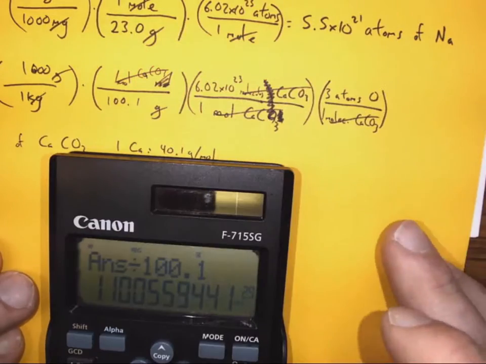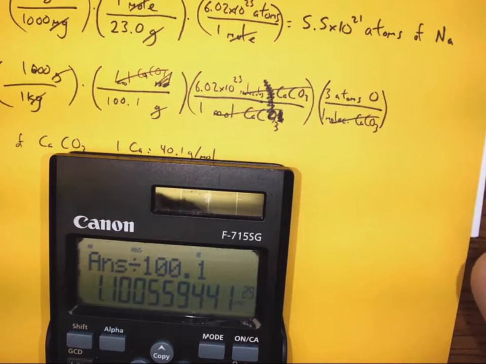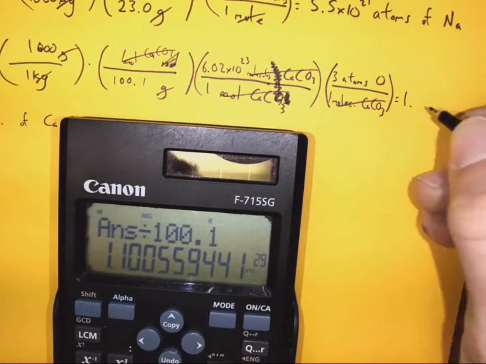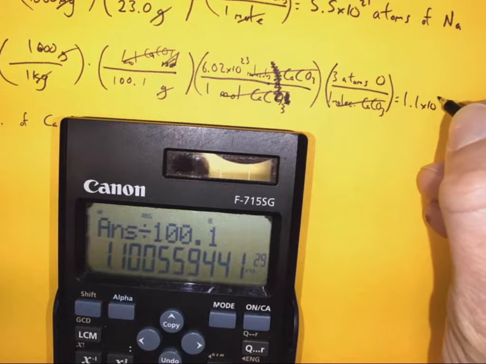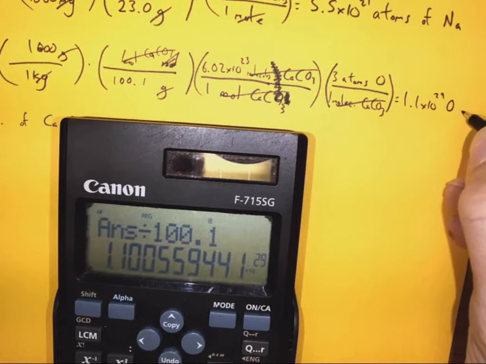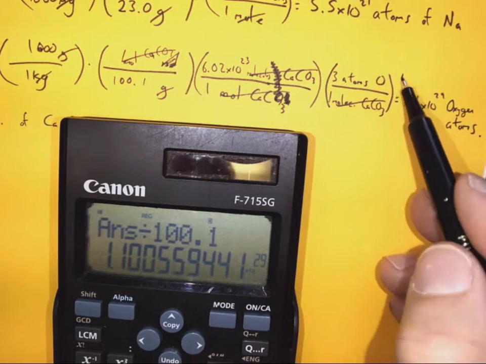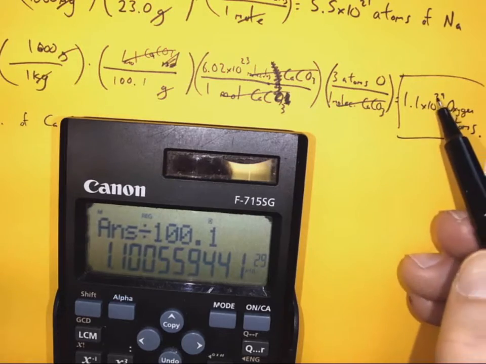How many sig figs should I get? I guess I get 2 from the mass, 6,100 kilograms. So it would be 1.1 times 10 to the 29 oxygen atoms. I'll put that in a little box. Okay.